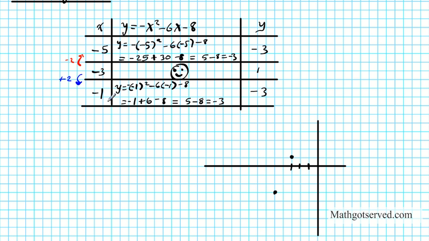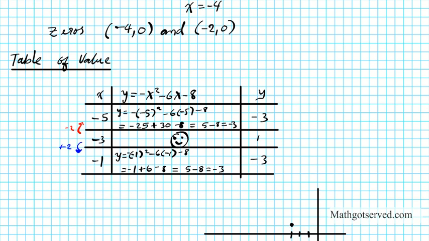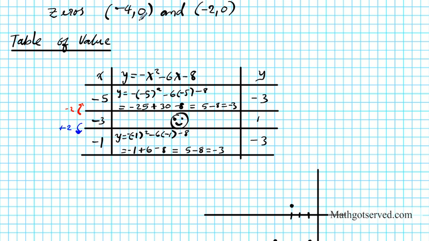And then I have negative 1, negative 3. Negative 1, and then 1, 2, 3. And let's not forget our zeros. Our zeros are negative 4, 0, and negative 2, 0. So negative 4, 0 is going to be right here, and negative 2, 0 is going to be right there. Okay? So there you have all the points.